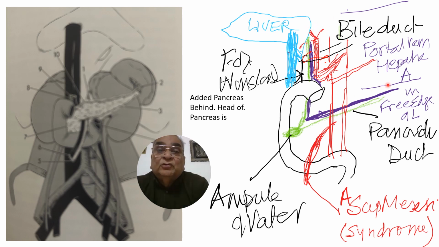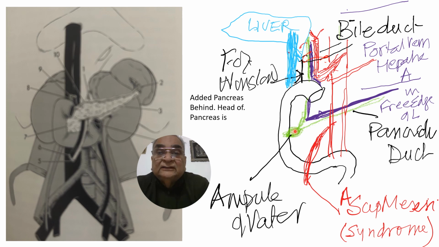Then you have the portal vein. This is the splenic vein, and this is the superior mesenteric vein, and both combine to form the portal vein, which will again enter the free edge of the lesser omentum through the porta omentale and go and supply the liver. The third thing lying in the free edge of the lesser omentum is this bile duct, which crosses behind the duodenum, combines with the pancreatic duct, and through the ampulla of Vater, it opens in the second part of the duodenum.